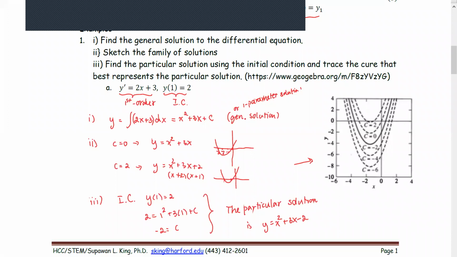As you see, the solid curve occurs when c equals negative 2, and the initial condition at the point 1, 2. The point 1, 2 is located on the curve where c equals negative 2, or the particular solution that is passing through the initial condition point 1, 2.